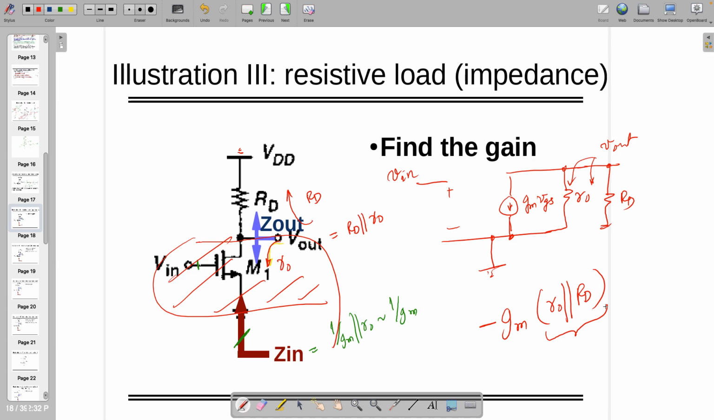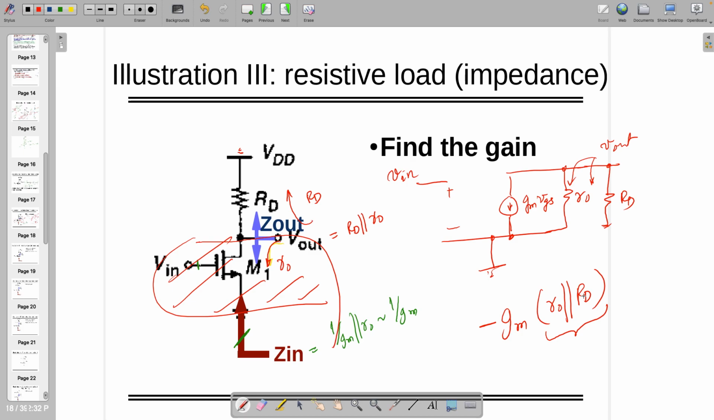So always people keep RD comparable to RO, so that the impact of RD will be there. Otherwise, there is no impact. Right? If RD is very small, then it's minus gm RD. Right? You can't keep it in ohms, right? You will also choose something where RD is actually a little bit bigger, right?